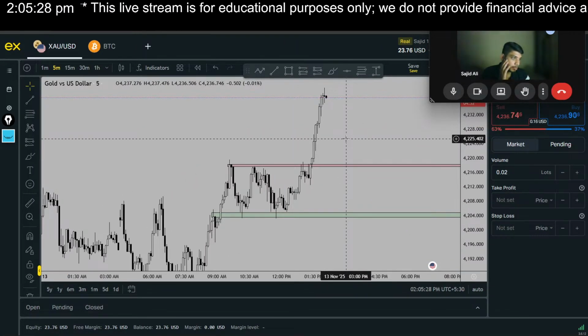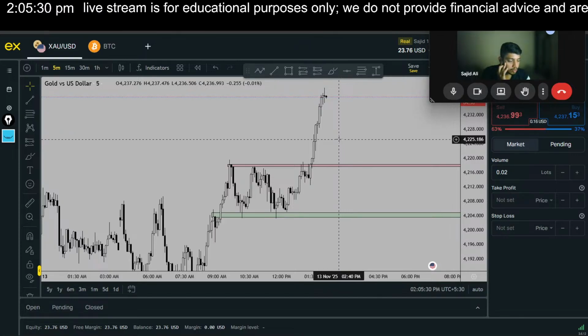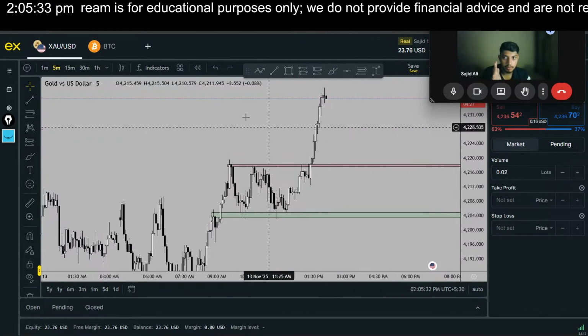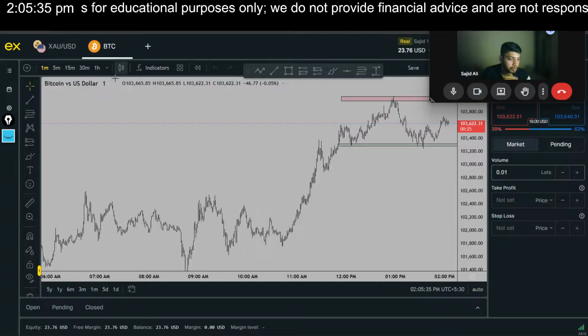Go buy the ChatGPT Pro version. It's totally free for 1 year. You can buy that. You can use ChatGPT Pro. It will help you a lot in your trading.